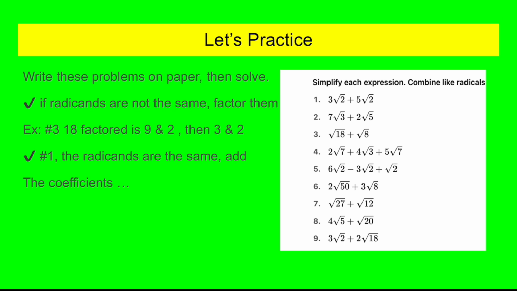Now let's try some practice. If radicands are not the same, factor them. Example 3: 18 factors into 9 and 2, and when you find the square root of 9, you get 3 radical 2. In number 1, the radicands are the same. Just add the coefficients. For number 1, you get 8 radical 2. The next slide will include the answer key.